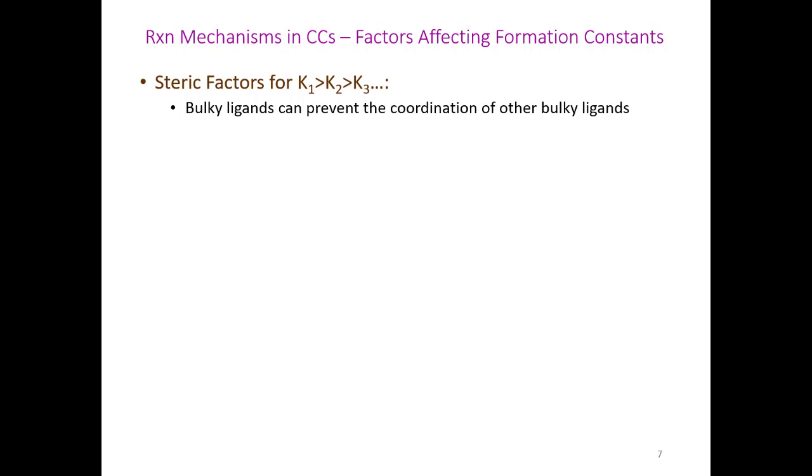Steric factors could be a reason that K1 is greater than K2 is greater than K3, more so than would be predicted by statistical factors alone. Bulky ligands, if you're trying to do ligand substitutions with them, can prevent coordination of other bulky ligands and successive ligand substitution reactions depending on their demand for space about a metal center. So another way of phrasing this is that you can only pack so many ligands around a metal center, and at a certain point you just can't fit any more.